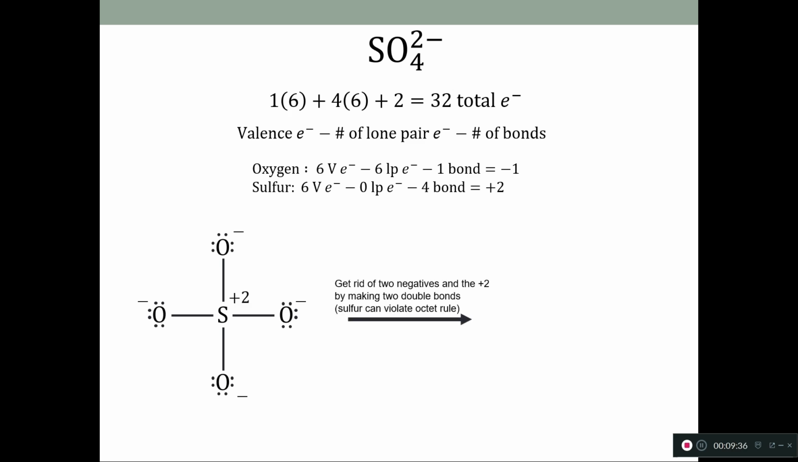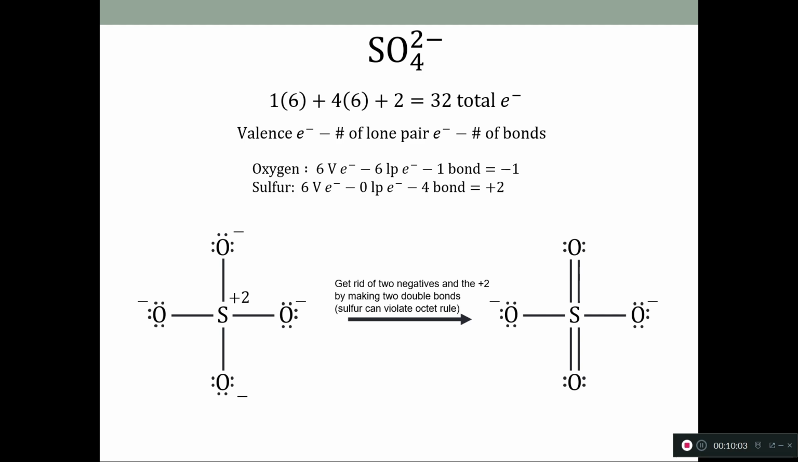But remember, the sulfur can break the octet rule. So we can actually start forming some double bonds in order to reduce these charges as much as possible. And we can do this up until the sulfur has up to 6 bonds because it has 6 valence electrons. So when we do that, we get this structure right here.